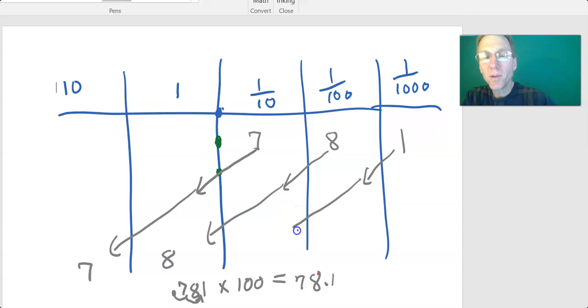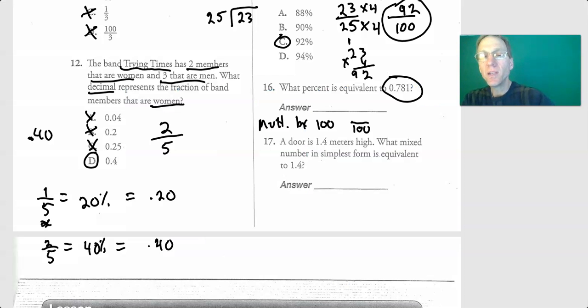Sorry, something weird happened. Oh, come on, there we go. Okay, so I have 78, and of course my decimal goes here, and again, just like down here, 78.1, or 78 1/10%. So this is 78 1/10%, okay?